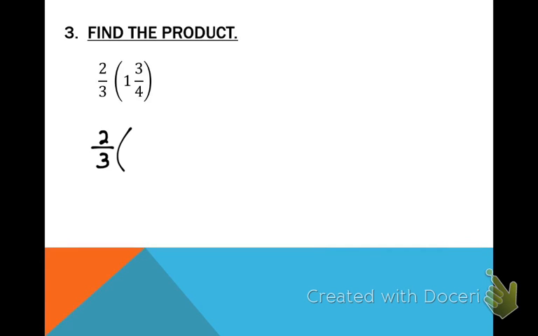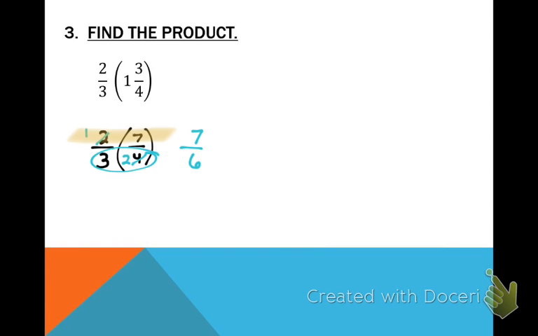Regan, what would 1 and 3/4 be as an improper fraction? 7/4. Okay, Jace, is there anything that I can cross-reduce? There is something that can cross-reduce. The 2 and 4, what do they become? 1 and 2. All right, now we're going to go ahead and multiply the numerators. What's 1 times 7? 7. Autumn, let's multiply the denominators. What's 3 times 2?